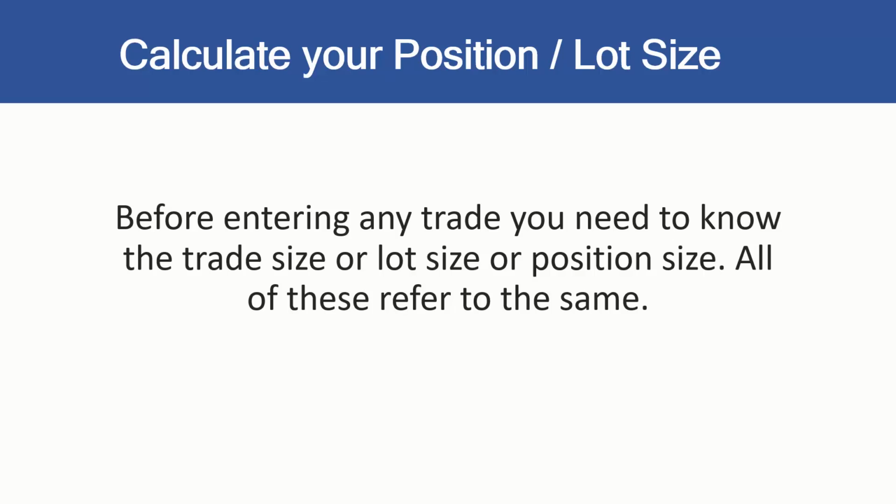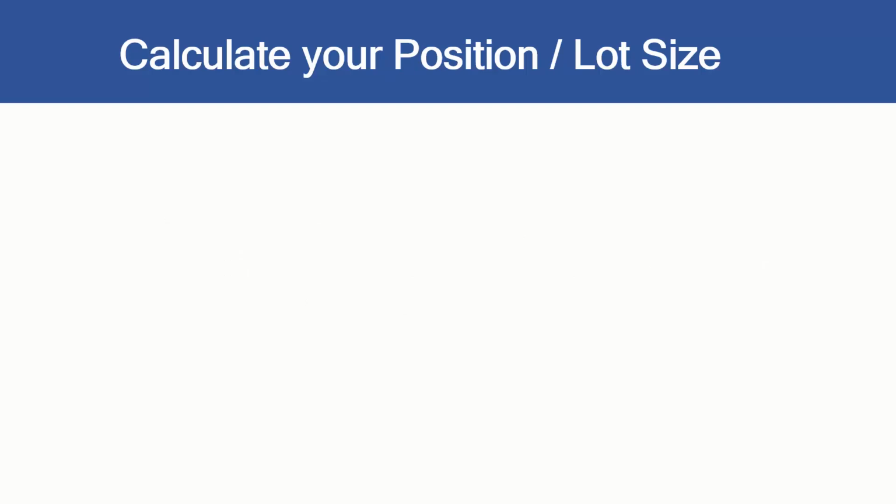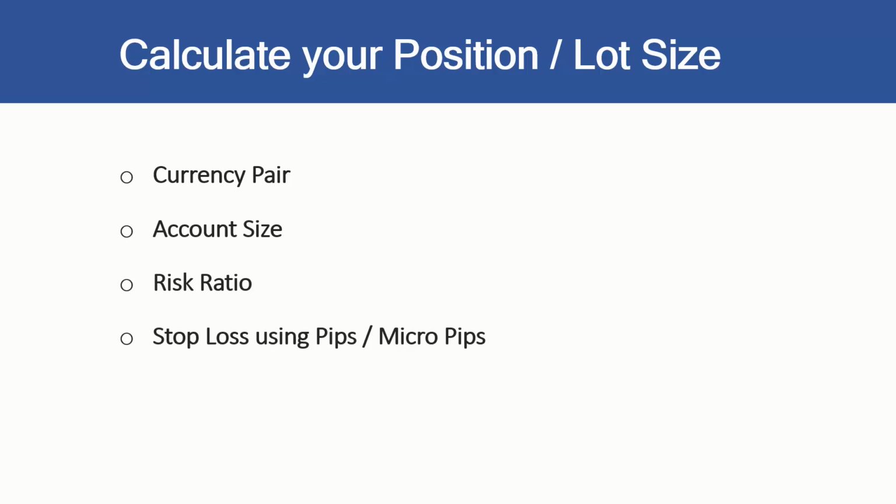All of these refer to the same thing. And to calculate the lot size, you need to know the following: the currency pair you are trading, your account size, the risk ratio, so how much of your account are you willing to risk, the stop loss level, so at what price will you exit the trade. This will be your stop loss, and you can calculate this by how many pips away it is from your entry price. And you need to know your trade size, so how many lots are you actually buying.